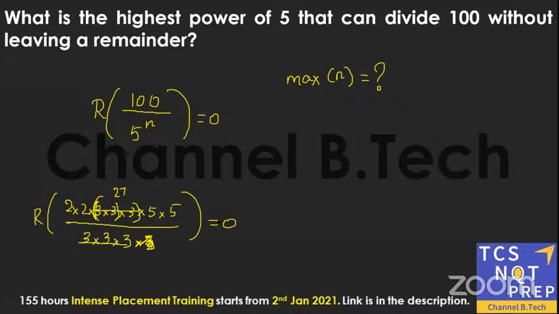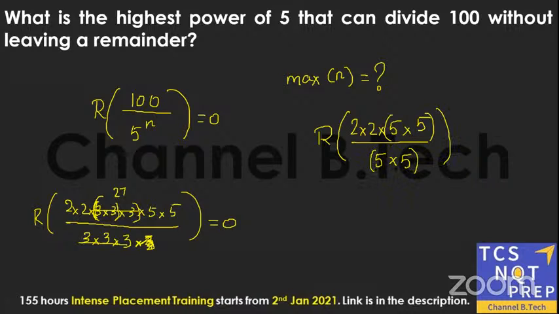So, to make sure the remainder is 0, what do we have to do? However many 3's are there in the numerator, the same number of 3's should be used to divide. The same thing we are doing here. The number 100 is 2 into 2 into 5 into 5. When you divide this by 5 into 5, what will happen? The numerator is actually a multiple of 25. A multiple of 25 divided by 25 will give remainder 0. Even if you multiply one more 5 in the denominator, the remainder will not be 0.